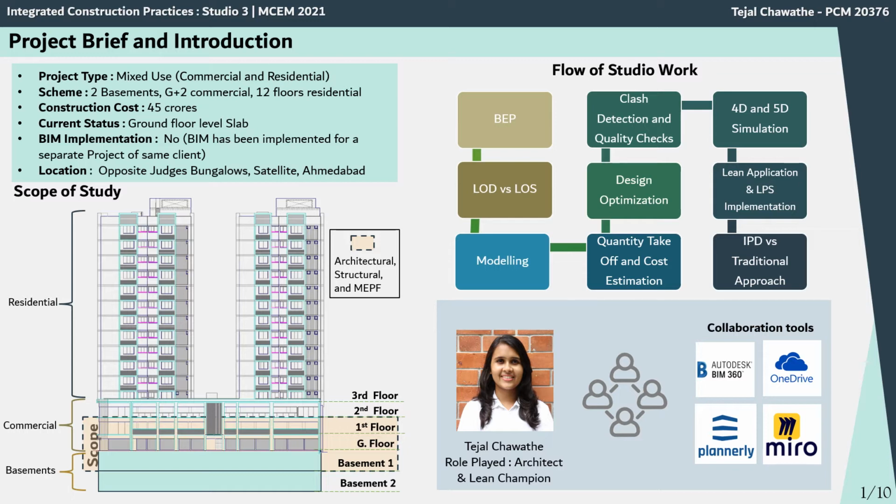The flow of the studio work included the BIM execution plan, LOD versus LOS, modeling, quantity takeoff and cost estimation, design optimization, clash detection and quality checks, 4D and 5D simulation, lean application and LPS implementation, and IPD versus traditional approach. For studying modeling and BIM and its functionalities, different roles were assumed by the group. I, Tejal Sawathe, had assumed the role of the architect and the lean champion, and various collaboration tools were used for the studio.